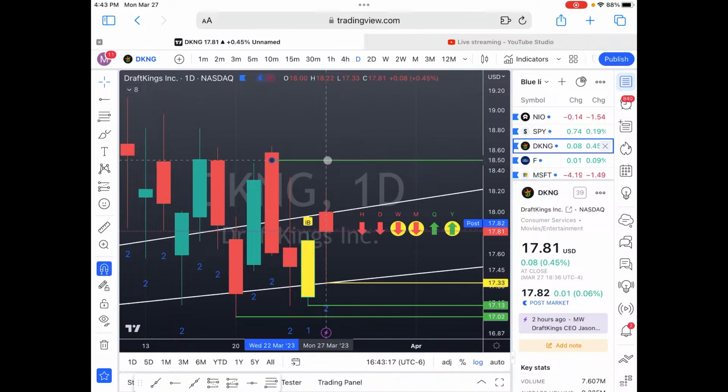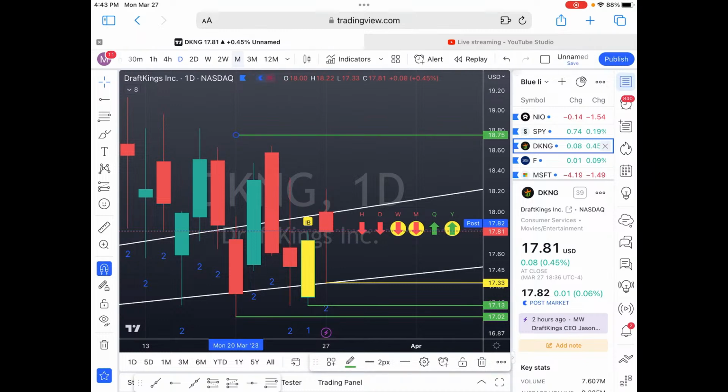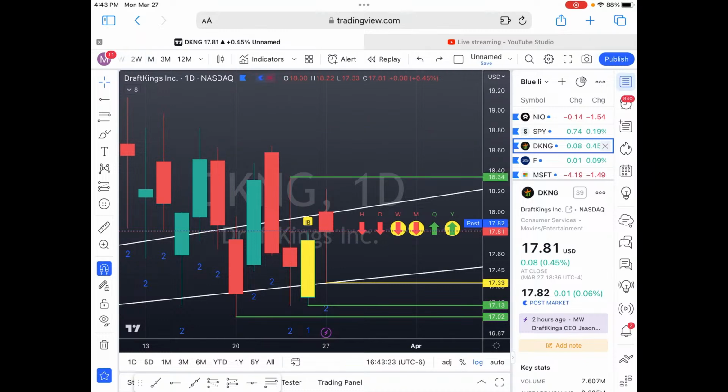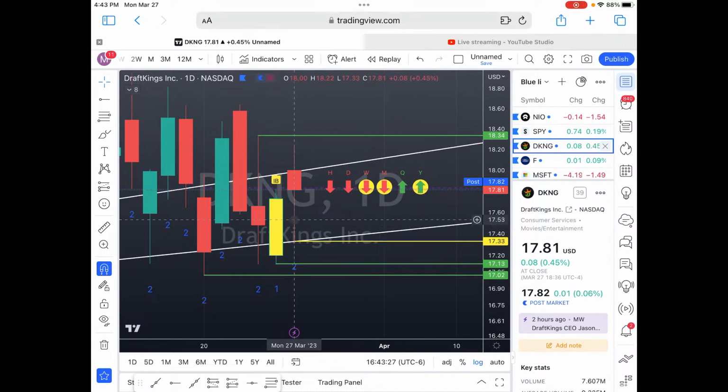So we move into DraftKings. DraftKings has a very similar setup. We have that 2 up that finished red. Now it does have an inside bar preceding it. So they would call this in the Strat a 1-2-2 rev strat. It really is, we're just realistically looking for a 2-2 reversal on this thing. So a 2 up red, and in our next candle we're going to look for a 2 down red. A 2-2 reversal with good time frame continuity in our favor is very important.